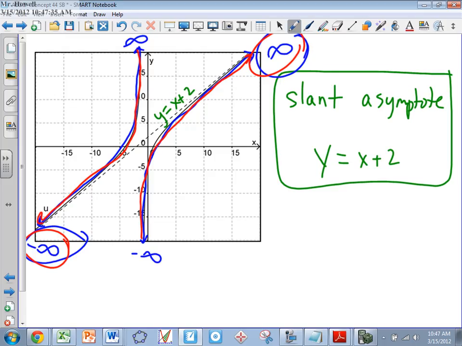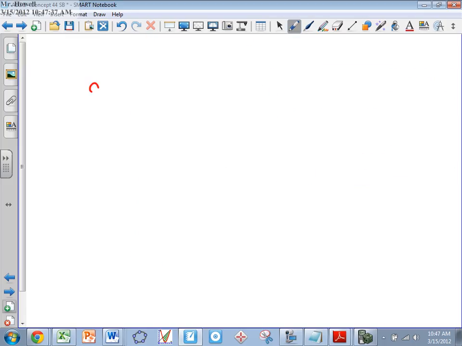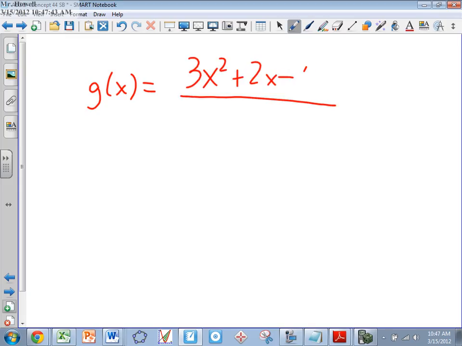Let's try another one. Let's try g of x equals this one, please. Start by using synthetic division. Make your synthetic table. Find your slant asymptote. Ignore your remainder. I'm going to explain in a minute why we can ignore the remainder. But just for now, ignore it. So we would just bring down our last.